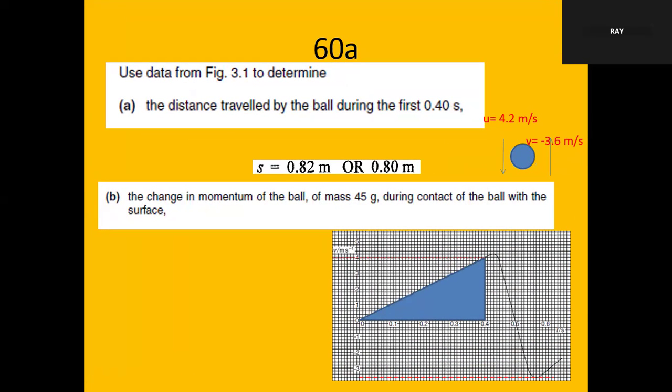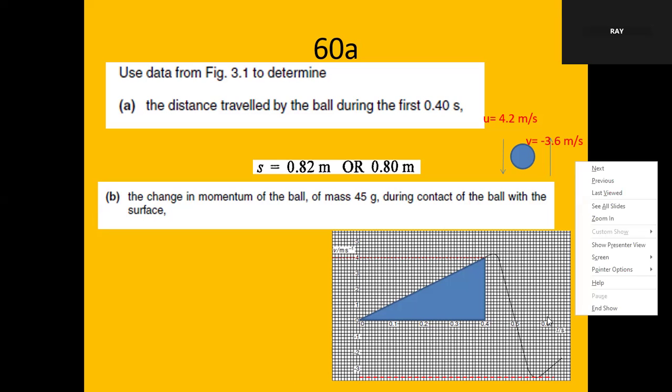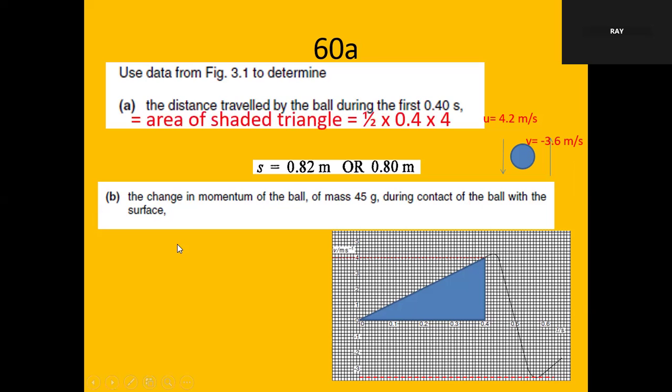Use your data on figure 3.1 to determine the distance traveled by the ball during the first 0.4 second. How do you do that? Area. How do you find the distance? Area of triangle. So you're working, right? It's 0.4, and this one is 4, so 0.8.